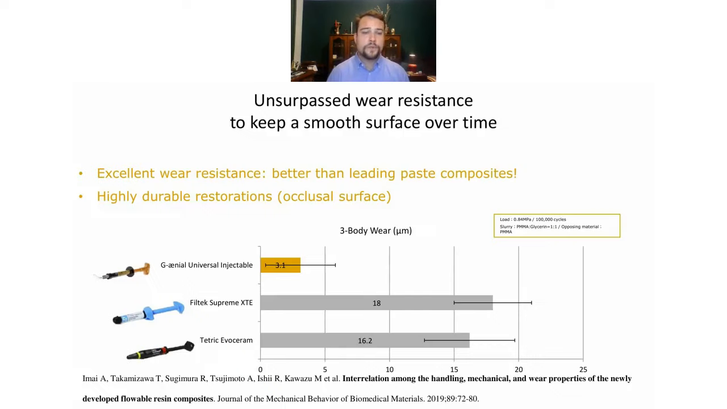Here you can see the amount of the wear of this flowable. So this is injectable composite. You need to think of this as the paste composite in flowable consistency, because with all mechanical and aesthetical properties, it has similar properties like a regular paste composite. Here they try to compare flowable with paste composites, and amount of the wear is slightly lower.